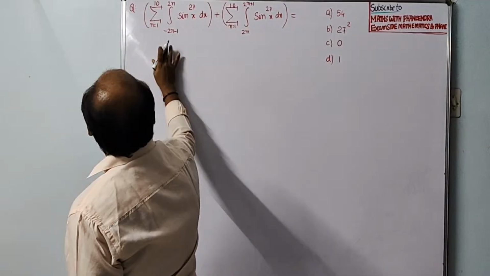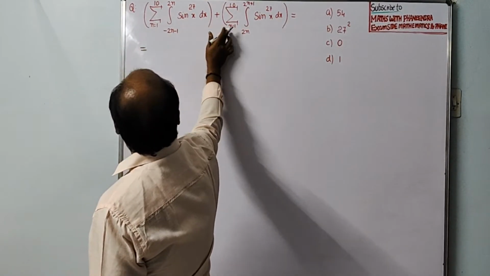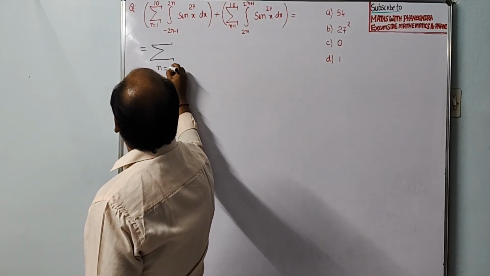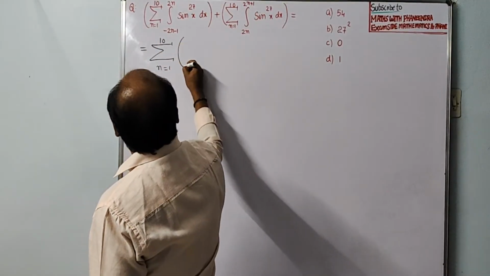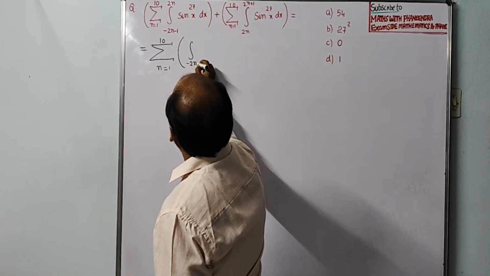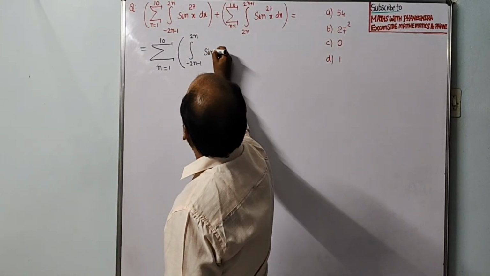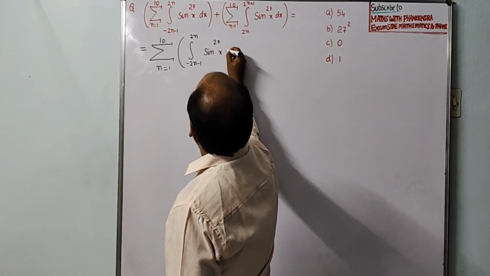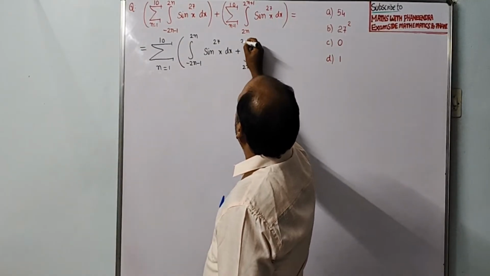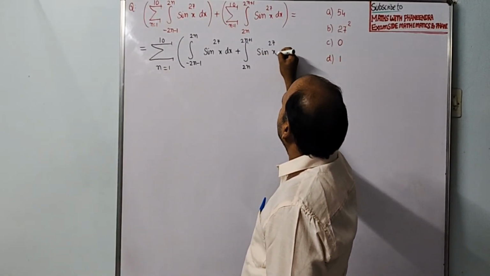So first what we have to do is, from these two, sigma n is equal to 1 to 10, keep bracket, integral from 2n minus 1 to 2n of sin power 27x dx plus integral from 2n to 2n plus 1 of sin power 27x dx.